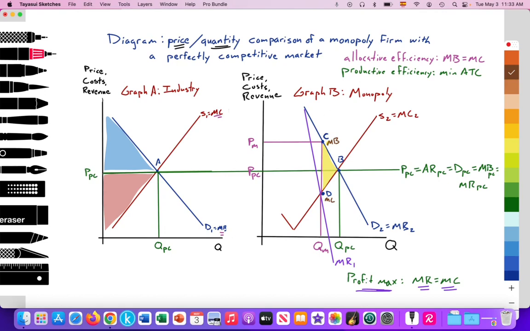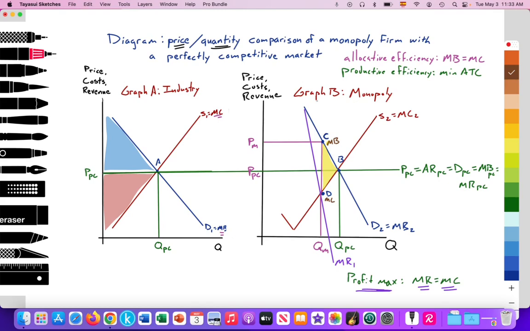That perfectly elastic curve is the price that all perfectly competitive firms must accept, which is equal to the average revenue, which is equal to the perfectly competitive firm's demand curve, equal to the marginal benefit curve, equal to the marginal revenue curve.